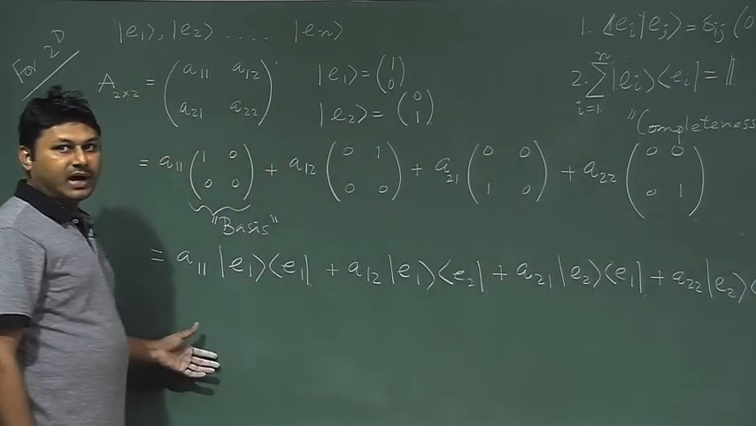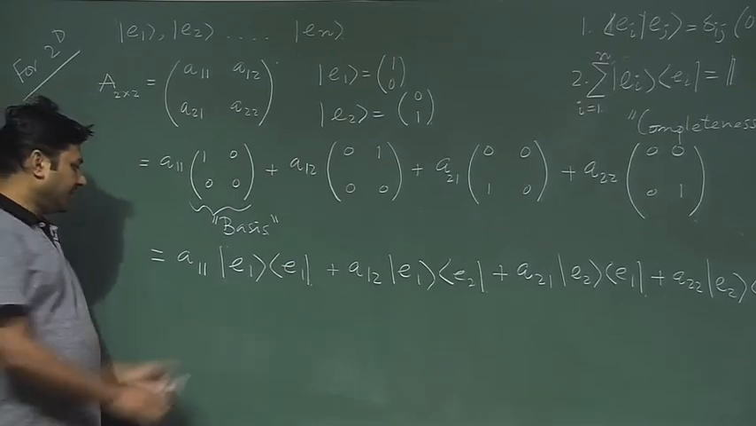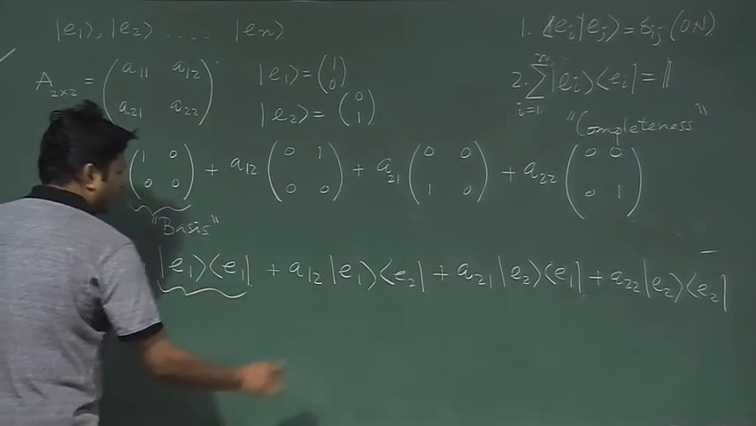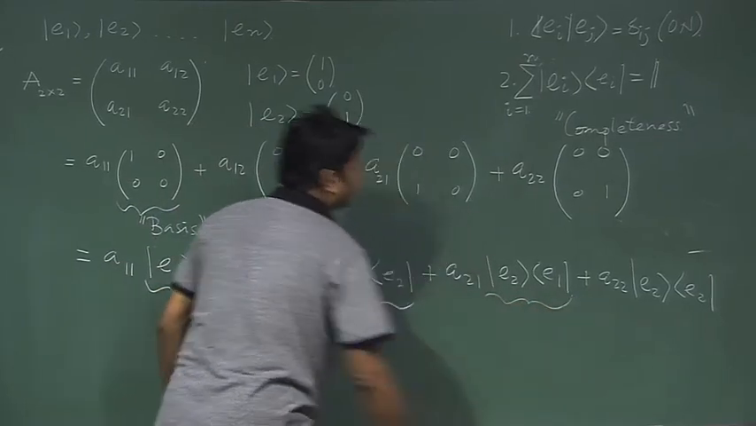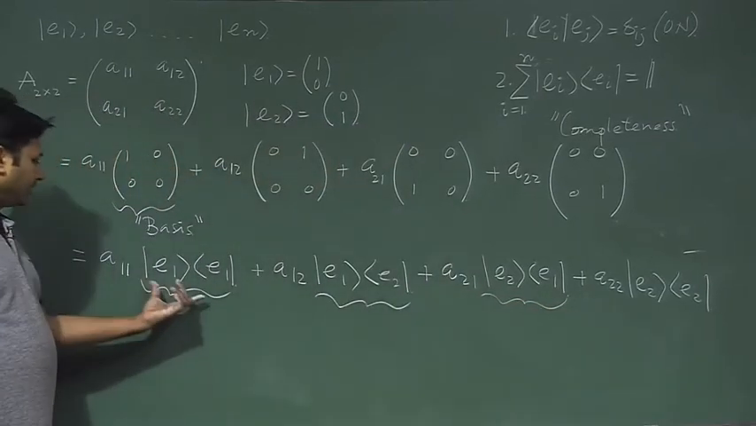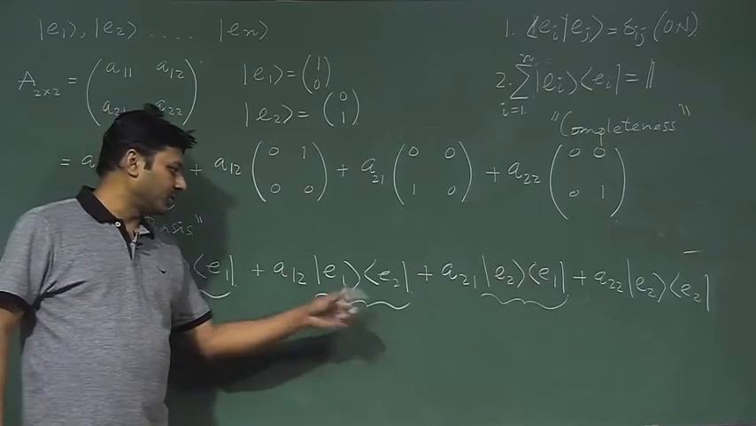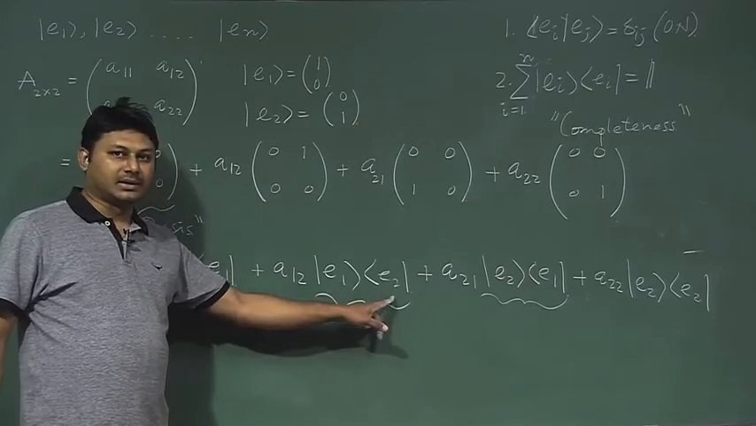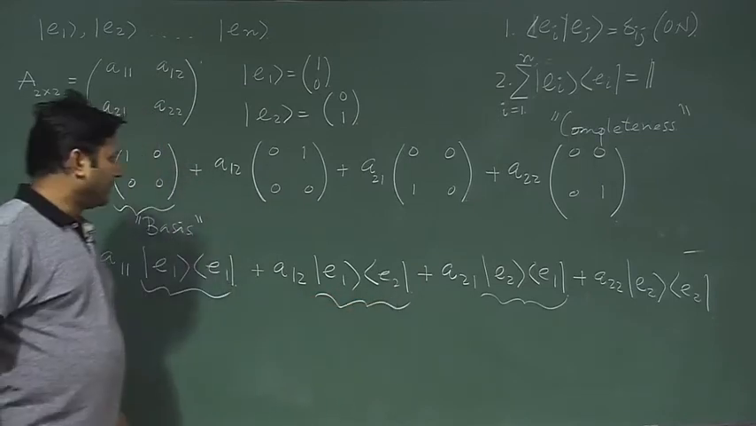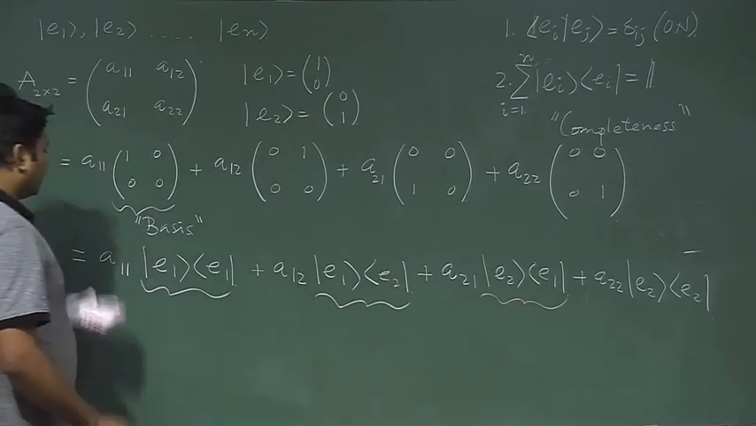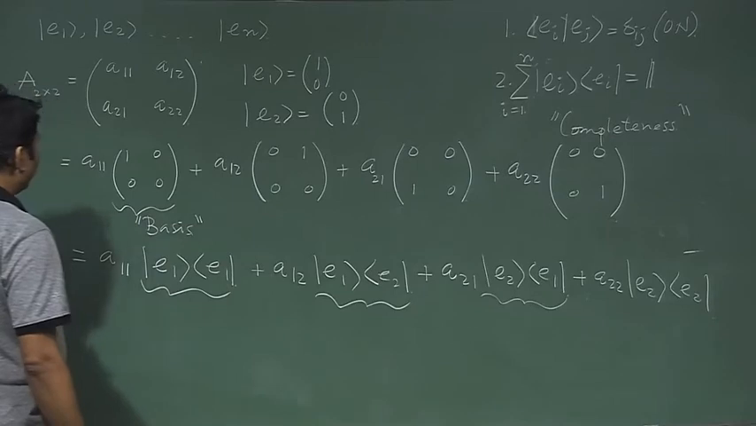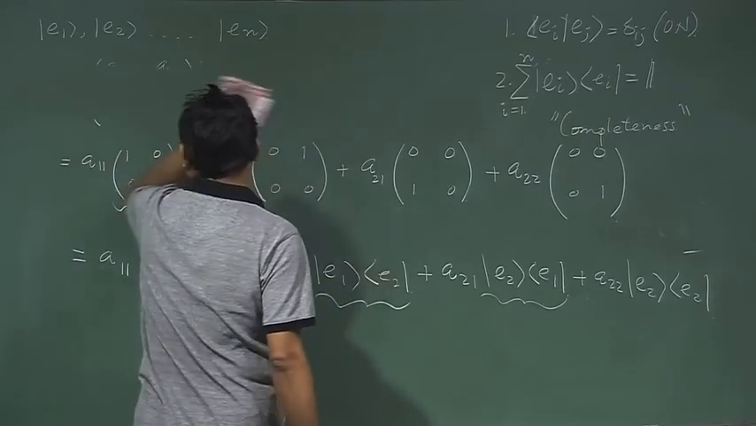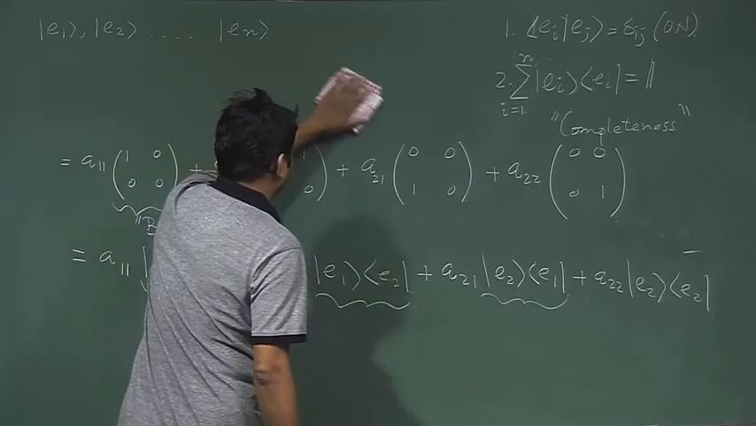So I can divide my entire matrix in terms of this kind of operator, which I define as a projection operator. But here this is a projection operator, but this is not a projection operator, because 1 and 2 are here. This is not in the same direction. So now what I am trying to find out is, if this is given, how to find out the matrix element out of that.